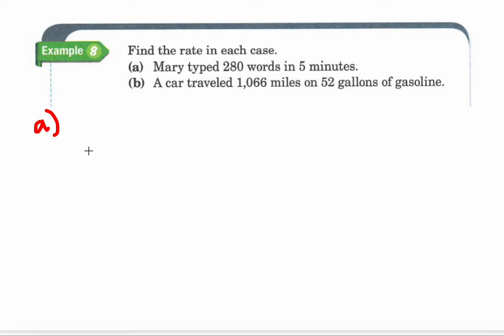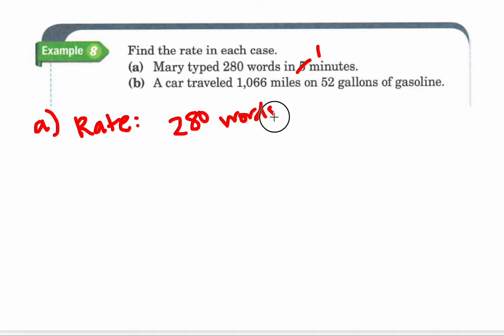Okay, so we need to figure out the rate. Remember, like we said, for rate, when we're talking about speed, we want to know how much per time. So the minutes is going to go at the end. And they pretty much gave it to you in the correct order anyways. And we need to divide. So we need to know how fast Mary typed her words per 1 minute. So we need to take the 280 words and divide it by the 5 minutes. So we're going to divide by 5, top and bottom. Let me rewrite that division sign.